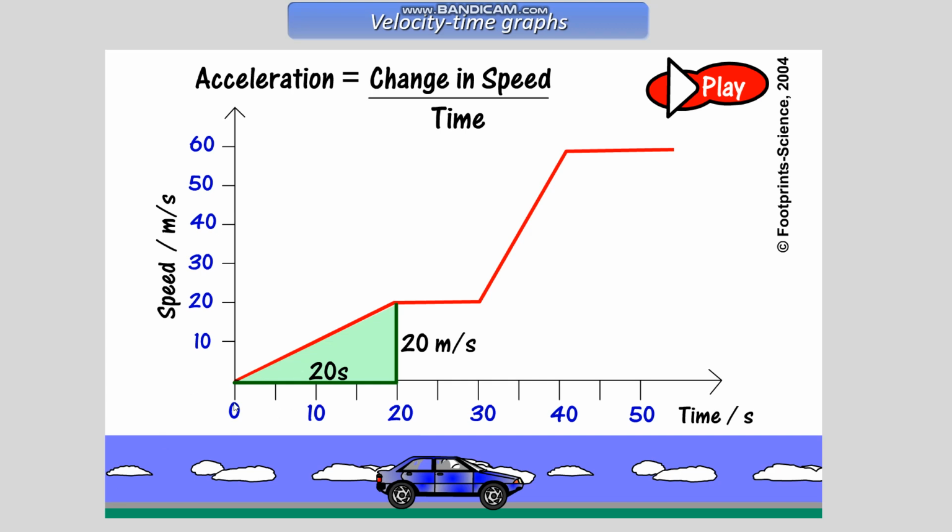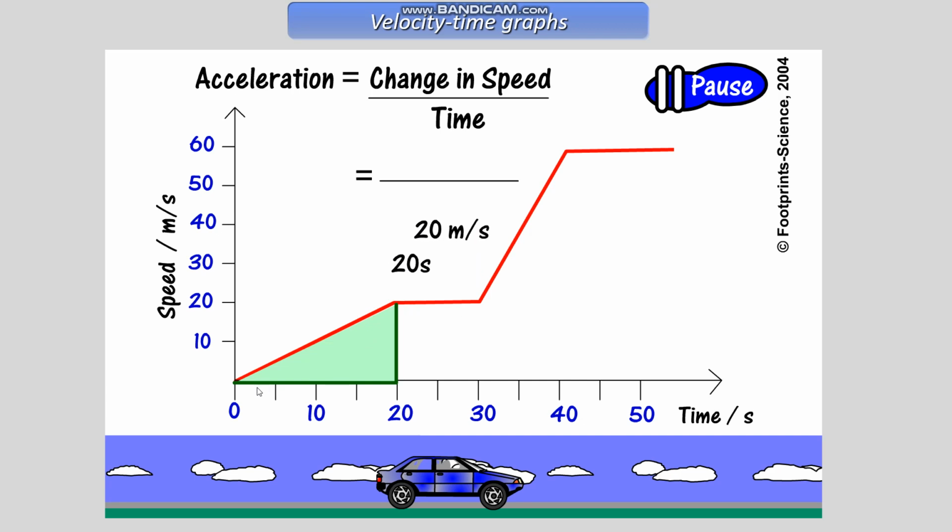If you're asked to calculate the acceleration over the first 20 seconds, then you're going to use the formula change in speed or change in velocity divided by time taken. So here the change in velocity is 20, the time is 20, so the acceleration is 1 meter per second squared. So for every second of its journey, it's increasing its speed by 1 meter per second.